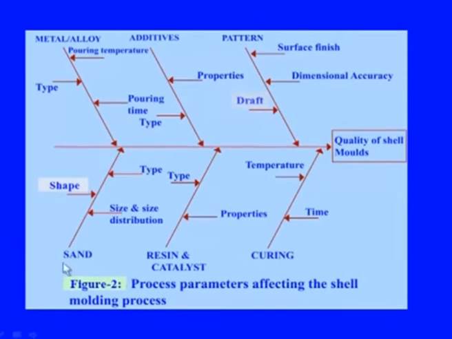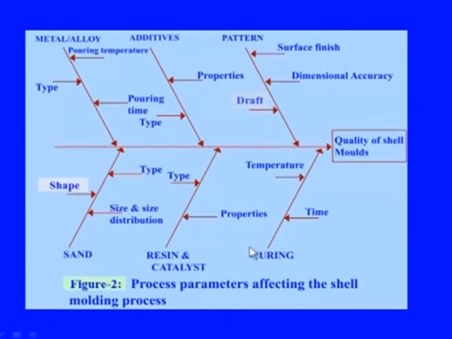The other parameters based on the sand, which are considered to be very important, are the shape of the sand, the type of the sand, and the size distribution of the sand. The size and size distribution influence the finish that can be obtained. Then other parameters like resin and catalyst based parameters. In this also, the type of the resin and catalyst and their properties can influence the overall quality of the product.